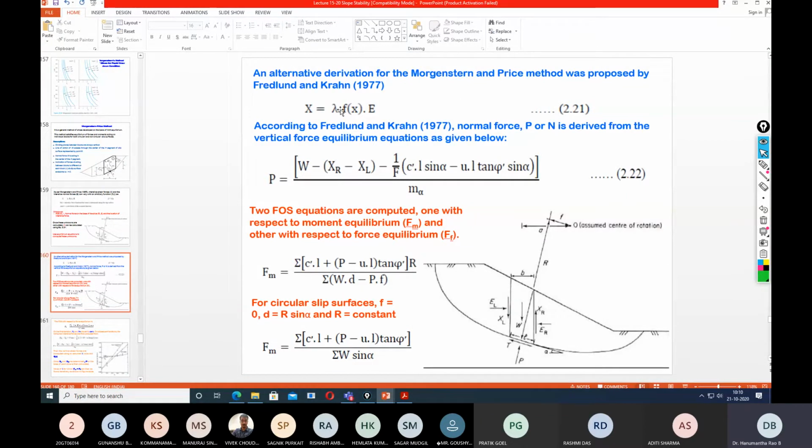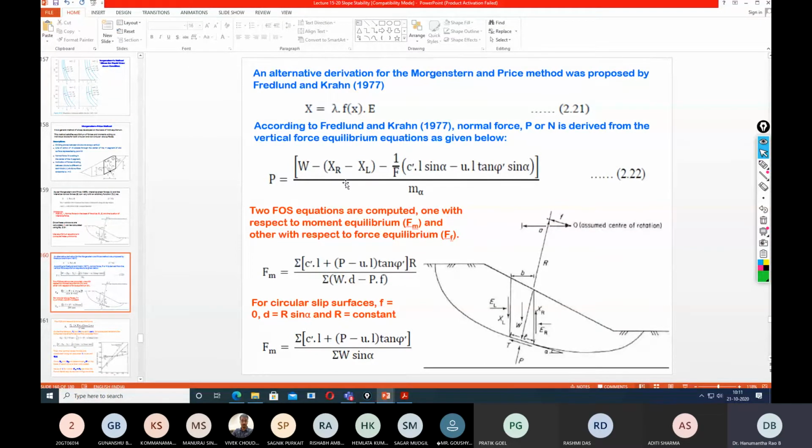Now on this equation, Fredlund and Krahn did work to compute the normal force and the shear forces. They expressed the normal force P in terms of the factor of safety. If you look at this equation, it remains the same as the equation proposed by the modified Bishop's method. So as per Fredlund and Krahn, the normal force P can be expressed in this form. So here also there are other parameters to be further determined.